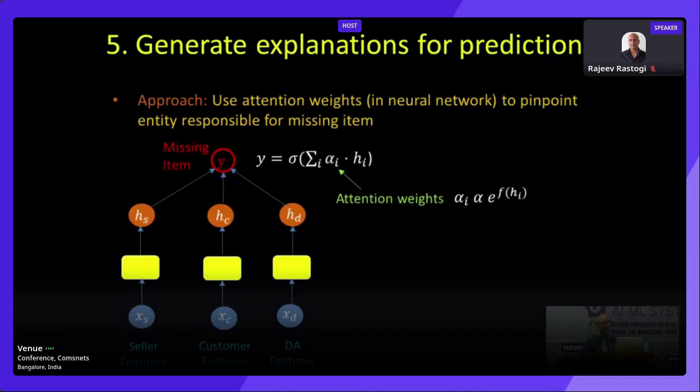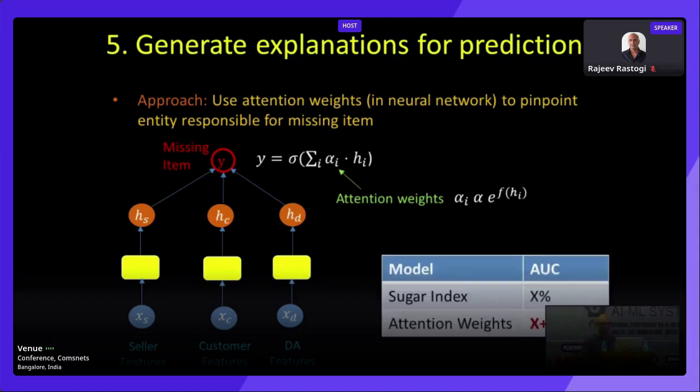Now, for the problem of detecting the entity that's responsible for the missing item, the AUC of our attention weights model is 13% higher compared to a sugar index based approach. Here, sugar index for an entity is essentially the fraction of orders involving the entity that result in a missing item, right? So compared to just using sugar indexes to do attribution, using attention weights allows us to identify the entity that's responsible for the missing item with 13% higher accuracy.